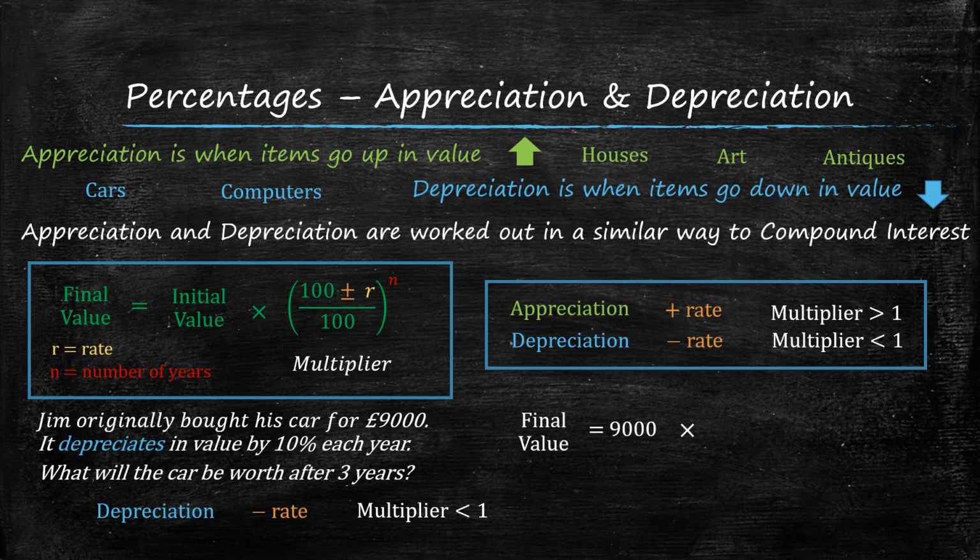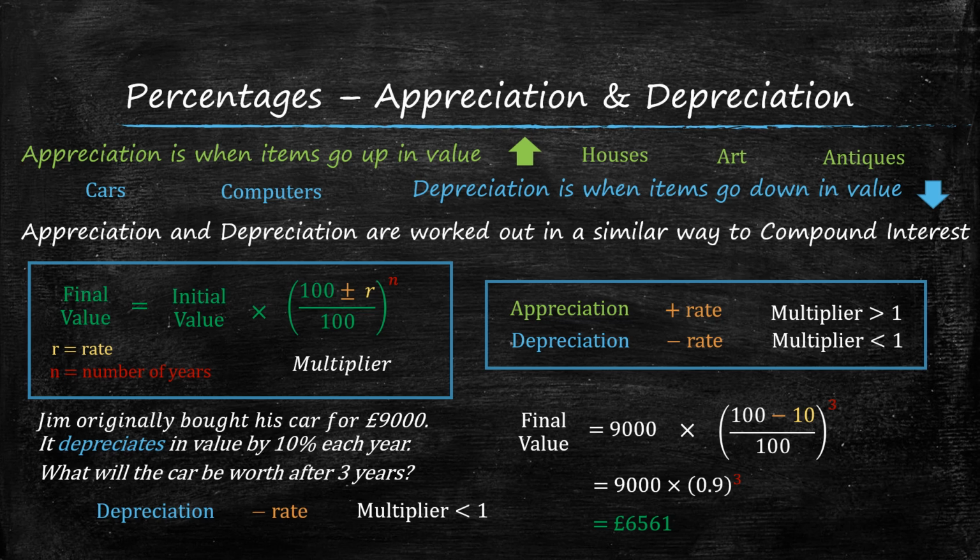Okay, our final value is equal to our initial value, so that's £9,000, times our multiplier, which is 100 minus the rate, minus 10 over 100, raised to the power 3, because it's the number of years, so that's 3 years. So in this case, our multiplier is less than 1, so we have 9,000 times 0.9 raised to the power 3. And putting this into our calculator, we get the final value as £6,561. So after 3 years, Jim's car will only be worth £6,561.